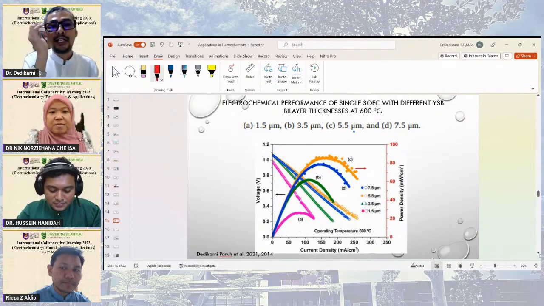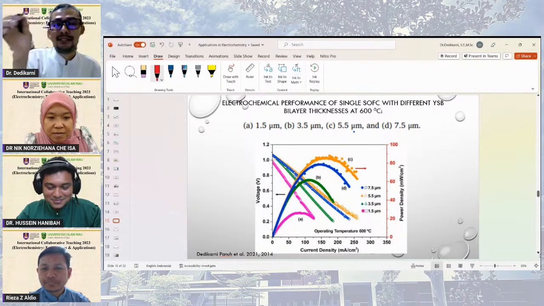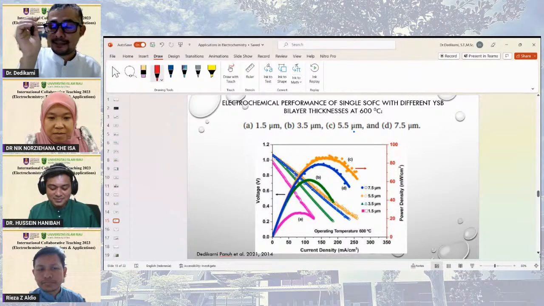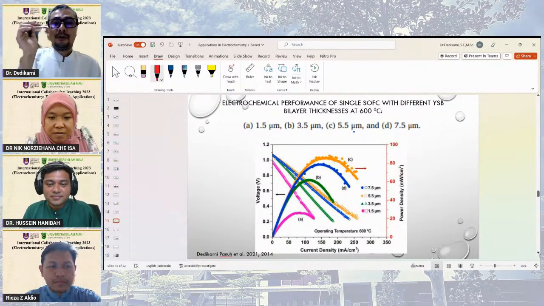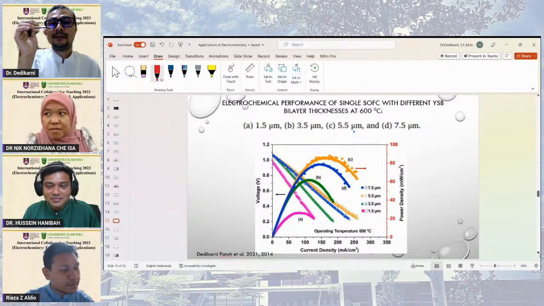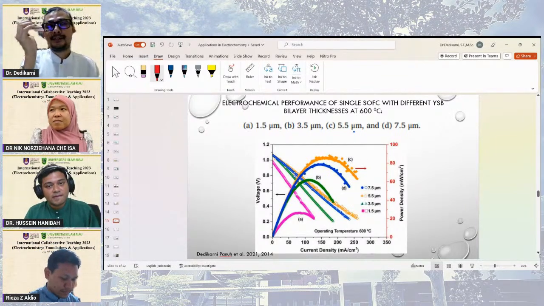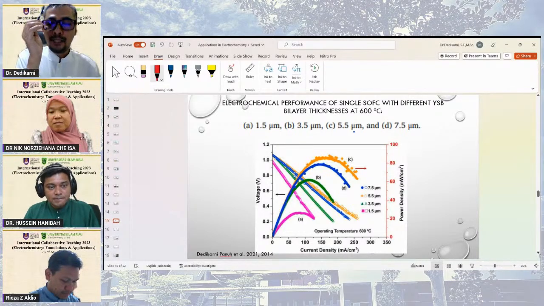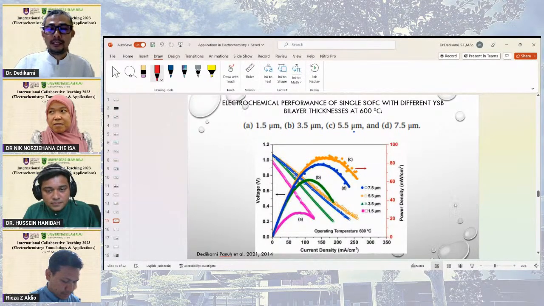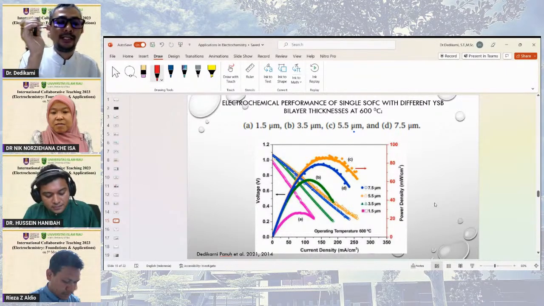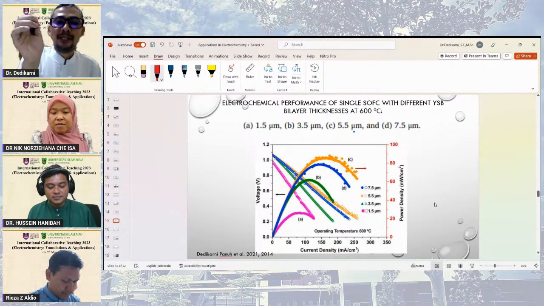This is the electrical performance of a single cell solid oxide with different yttria stabilized bismuth thicknesses at 600 Celsius operating temperature, and we have 5.5 micrometer of electrolyte to produce 60 milliwatt per centimeter square power density. This we published in the Composite Part B journal, a Q1 journal, and the Ceramics International journal.